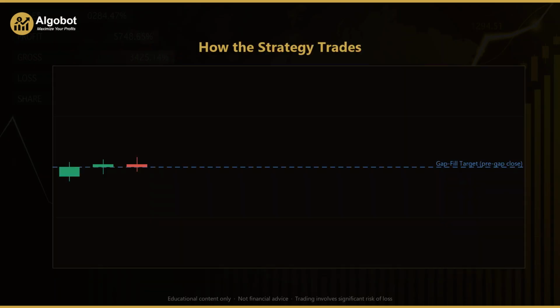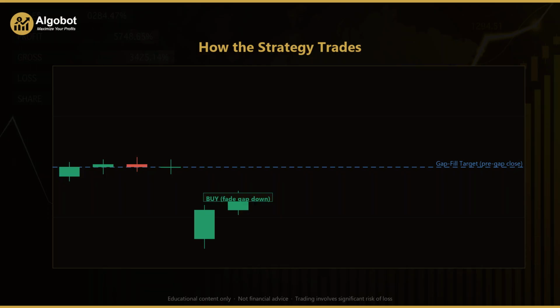Let's walk through this illustration to see both sides of the strategy. The blue dashed line marks the gap fill target, which is the pre-gap close near 1.0850. Think of it as a magnet that price tends to return to. Watch the early bars settle quietly around that level.